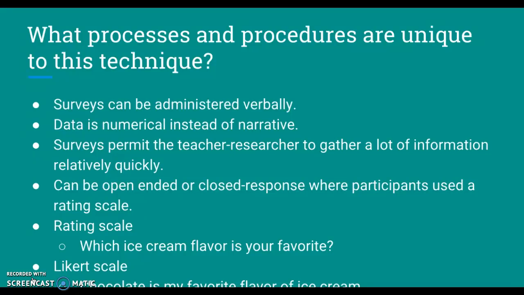When using the rating scale, a question would maybe look like, which ice cream flavor is your favorite? And then it would list vanilla, chocolate, strawberry, and participants would click which one of those three is their favorite. Then there's the Likert scale, and with this, there's a statement. So the statement would say, chocolate is my favorite ice cream, and then participants would click disagree, neutral, or agree.